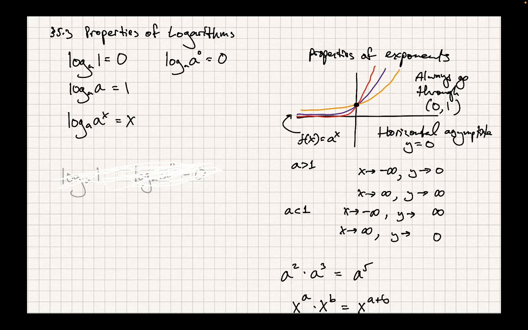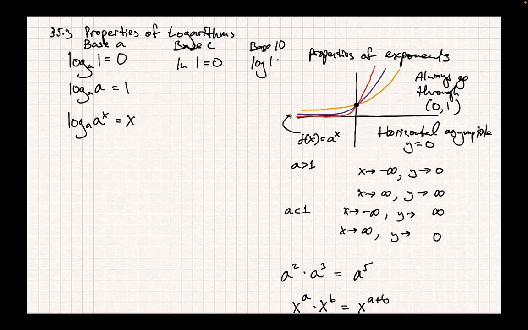We also know the log base formula. What about natural logarithms? These are all true for natural logs, and they're all true for log base 10. This is log base a in general. So what's the equivalent? This is base a. What's base e? Ln of 1 equals 0. What about base 10? Log base 10 of 1 equals 0.